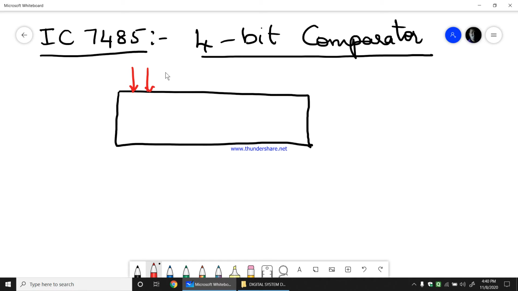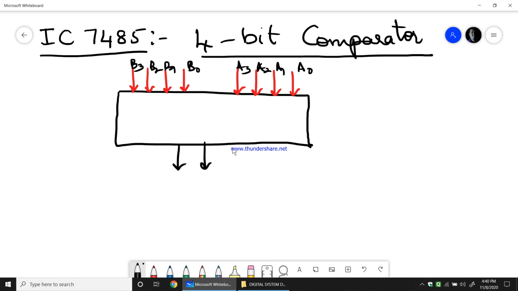Therefore I will have 4 inputs here, 4 inputs here. So this will be A0, A1, A2, A3. Therefore this will be B0, B1, B2, B3. IC7485 will have 3 outputs, which are A greater than B, A equals B, A less than B.